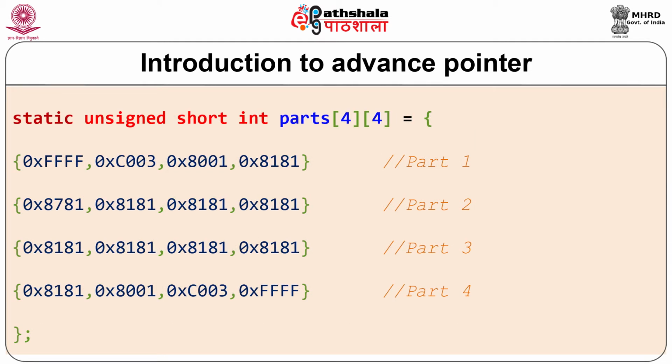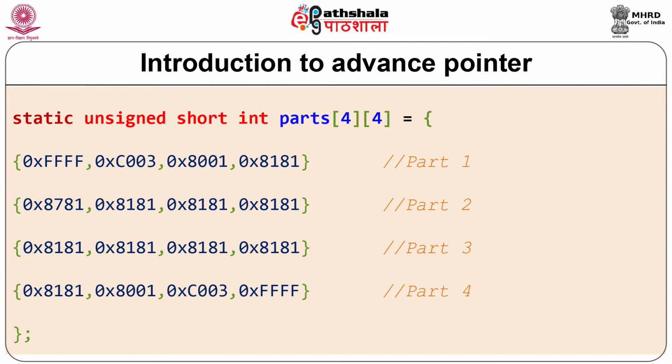Now you can see the tables. These types of tables are helpful to know about arrays with rows and columns. You can see static unsigned short int parts[4][4]. Here you can see there are 4 parts, part 1, 2, 3 and 4. Part 1 is considered as a memory address for 4 different elements. Part 2 is the memory address of the next 4 elements. Part 3 is the memory address of the next 4 elements. Part 4 is the memory address of the next 4 elements.